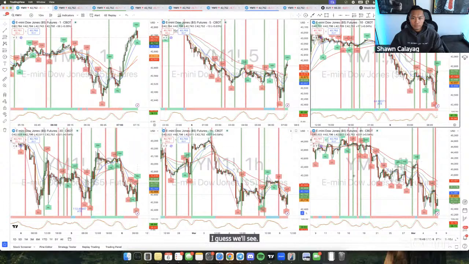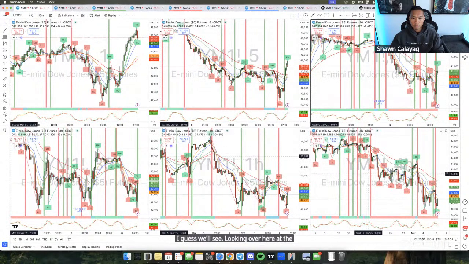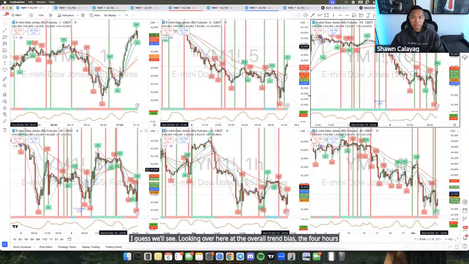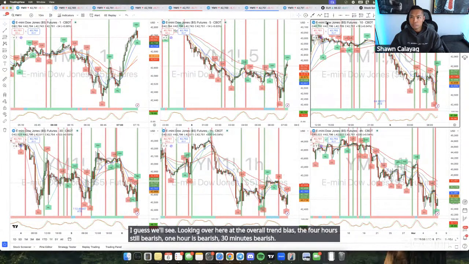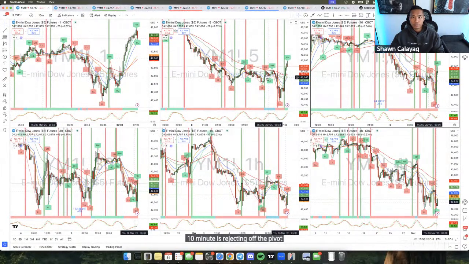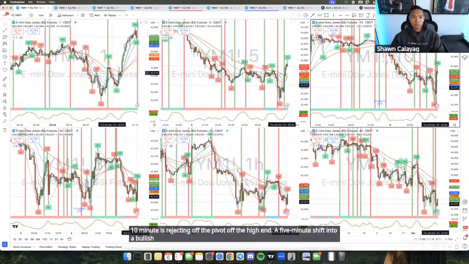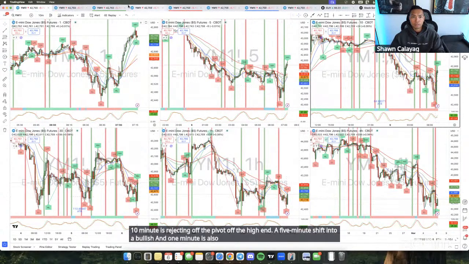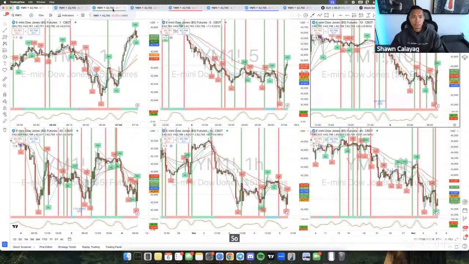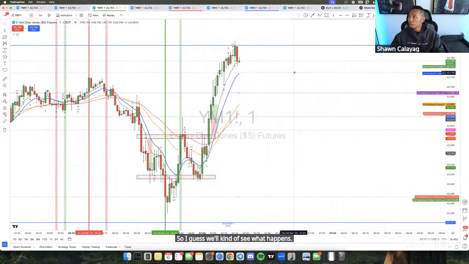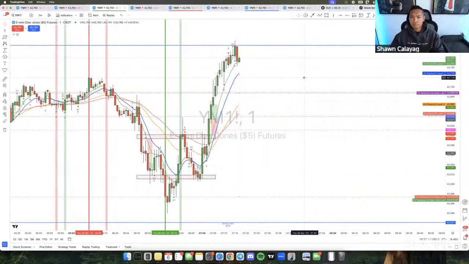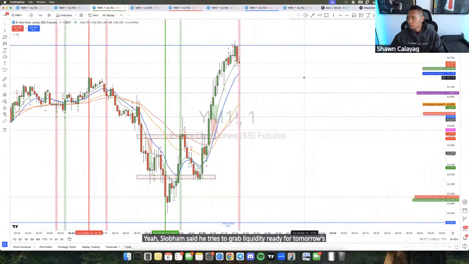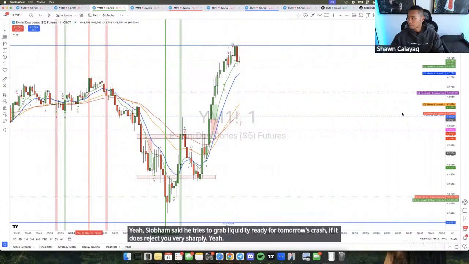Looking over here at the overall trend bias, the 4 hour is still bearish, 1 hour is bearish, 30 minutes bearish. 10-minute is rejecting off the pivot off the high end. 5-minute shifted to bullish, and 1 minute also shifted to the upside. So I guess we'll see what happens here in a few. Yeah, Siobhan said it could try to grab liquidity ready for tomorrow's crash if it does reject here very sharply. Yeah, I agree too.